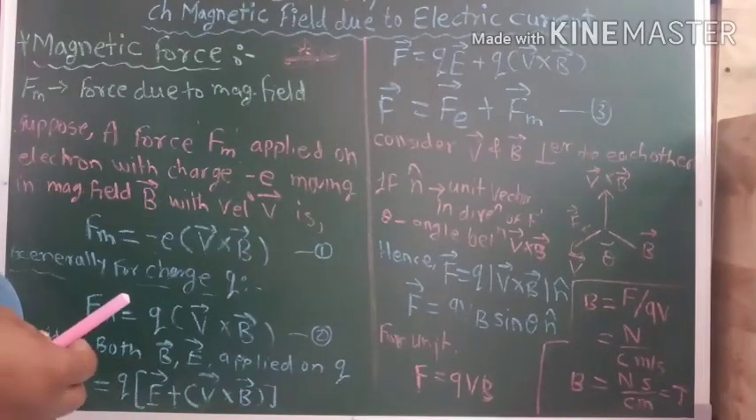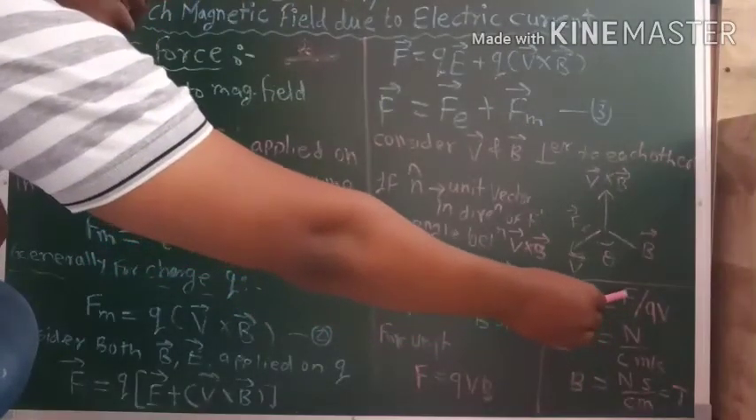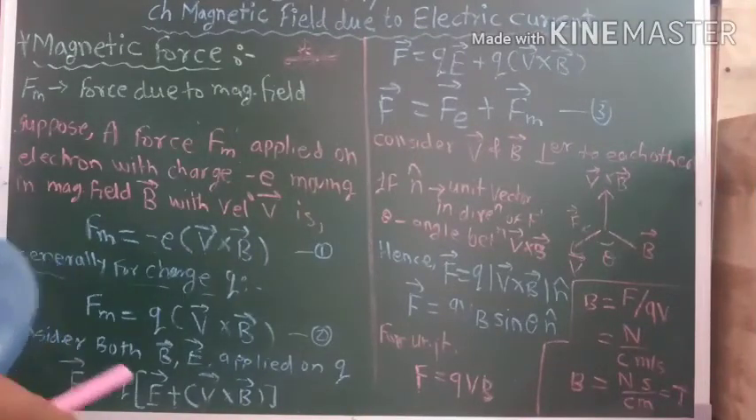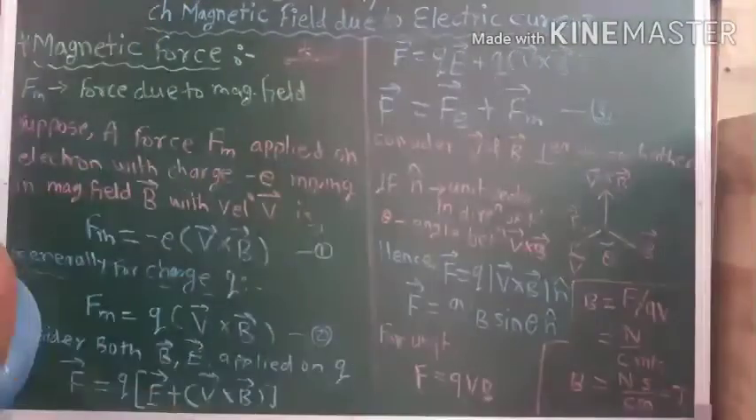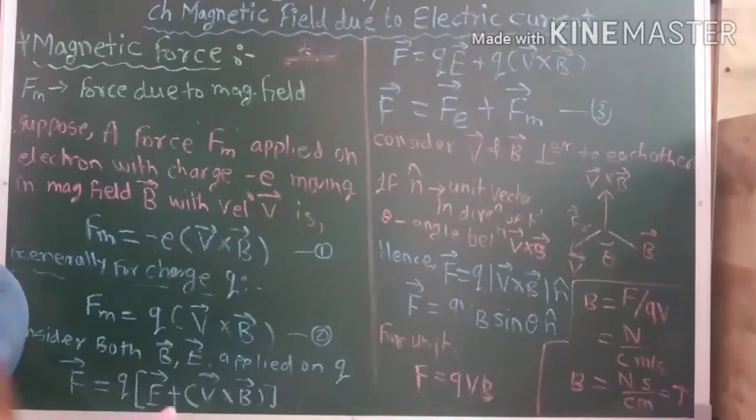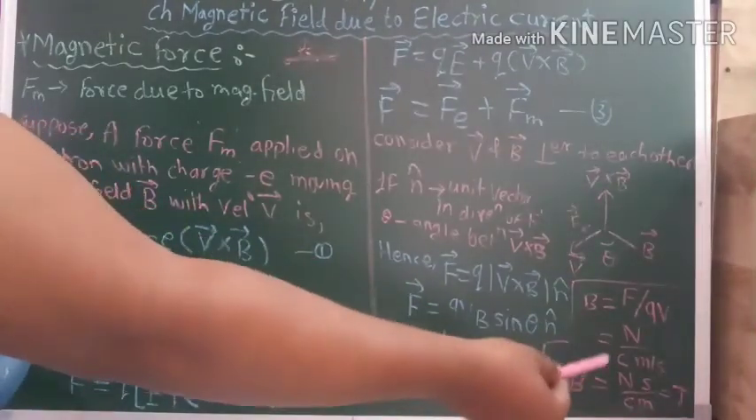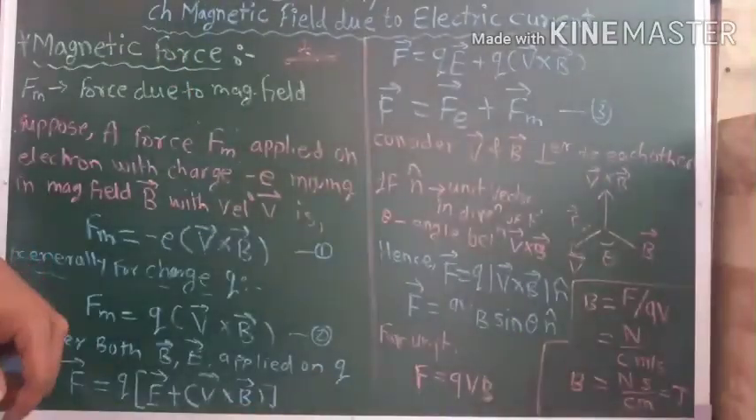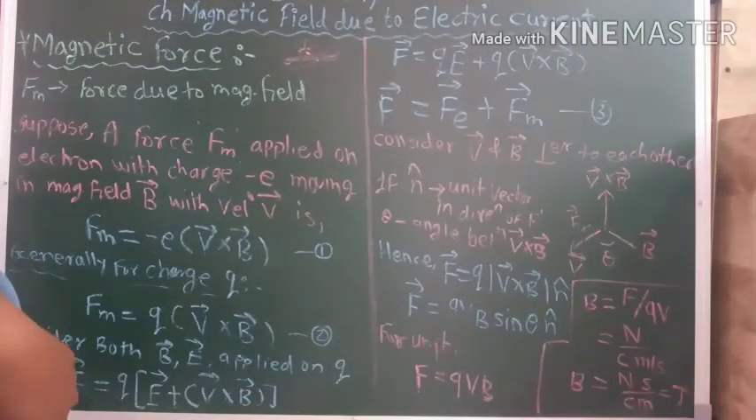B is equal to F upon QV. We know that the unit of F is the Newton, the unit of charge is the Coulomb, and the unit of V is meter per second. The meter per second goes to the numerator, so we write Newton second divided by Coulomb meter, which is also called Tesla.